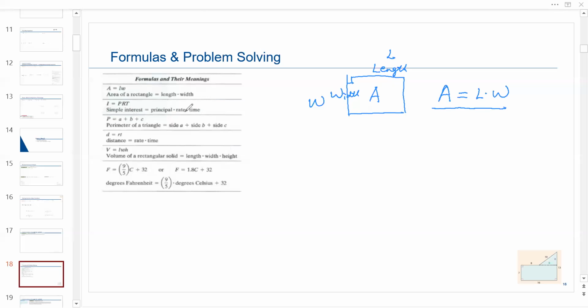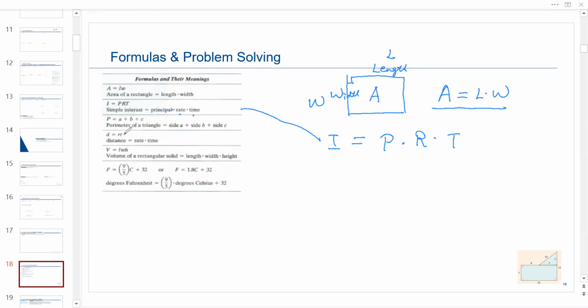Simple interest is principal multiplied by rate multiplied by time. So interest includes the amount of money you borrow, the rate, and the time, all right?